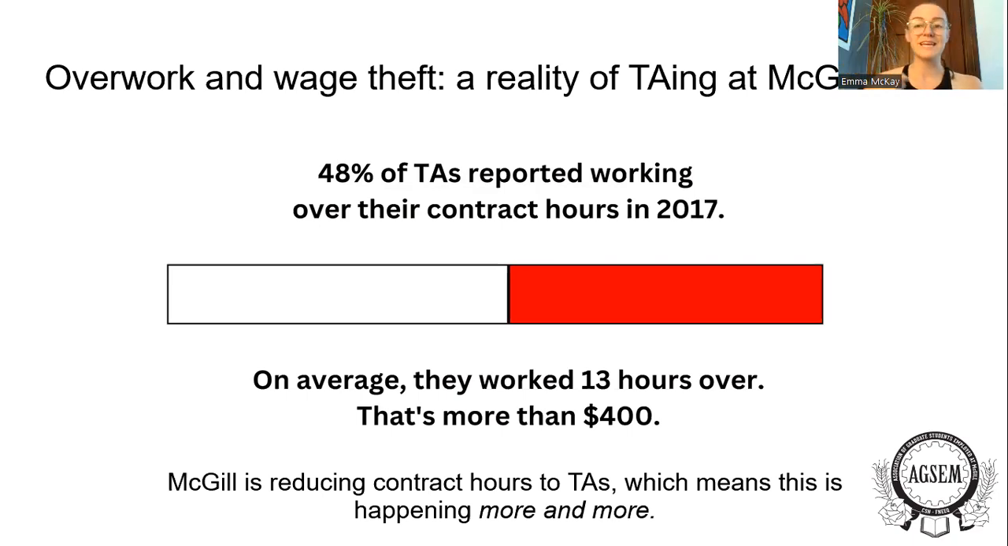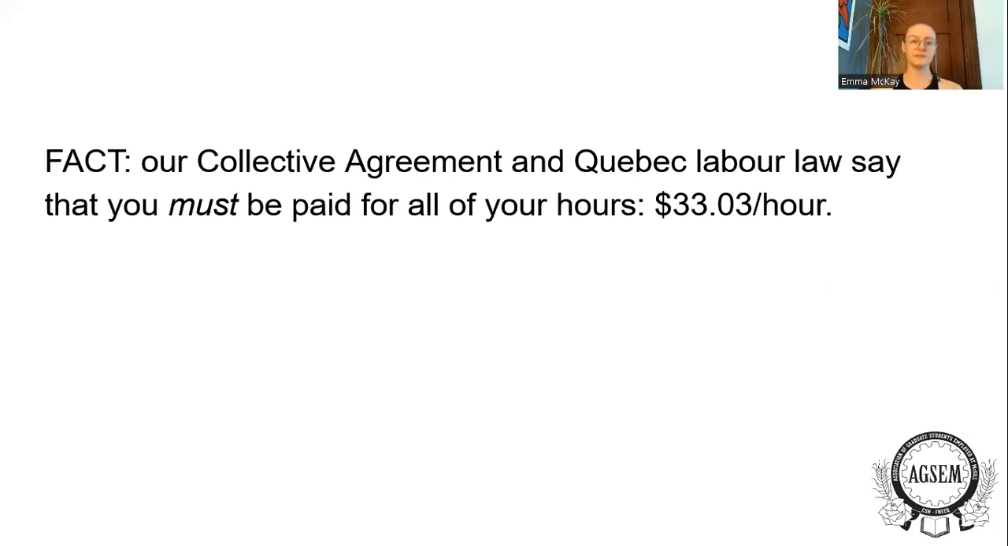This isn't okay. We don't like this. I don't like this. You don't like this. Nobody likes this except, again, the people who benefit from it, which is the employer and in particular their profit line. Look, the fact is that our collective agreement and Quebec labor law state, whoa, of course, that you must be paid for all of your hours at the hourly rate of $33.03 an hour.